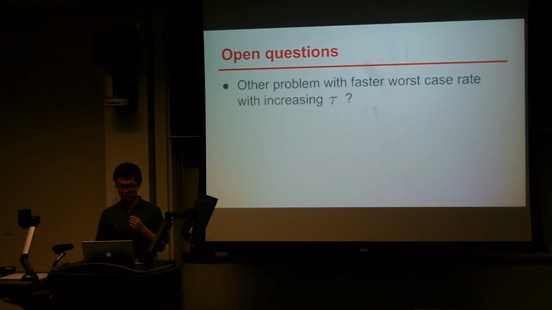So we have been trying to answer these open questions. Besides the structural SVM, are there any problems where the worst case convergence rate actually depends on tau, and in particular, is faster with increasing tau?